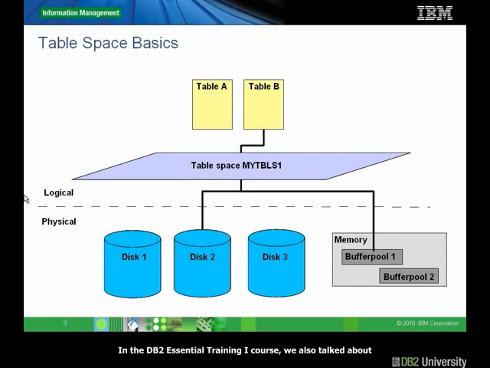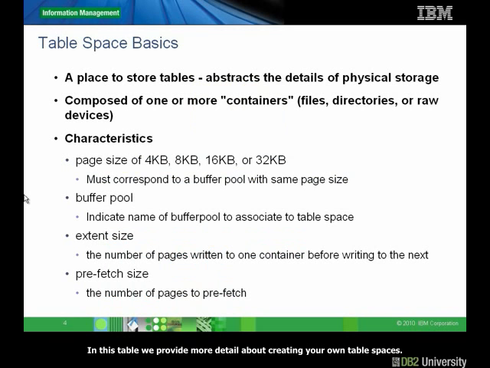We also talked in the DB2 Essential Training 1 course about the different table spaces created by default when you create a database: syscat space, temp space 1, and user space 1. In this video, we provide a bit more detail about creating your own table spaces. So, as I said before, basically a table space is going to abstract the details of physical storage, and that's where you store your tables.